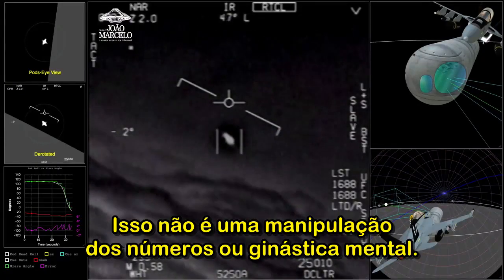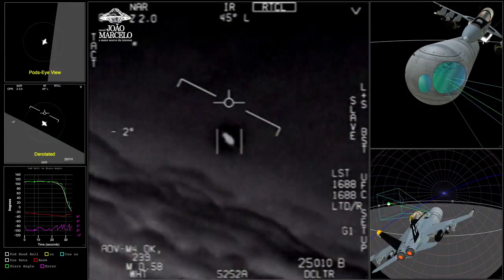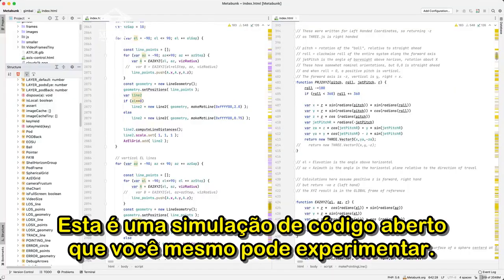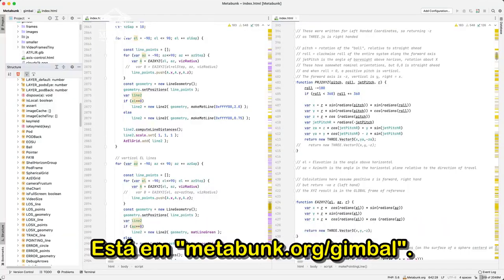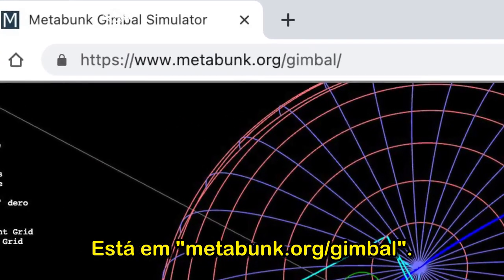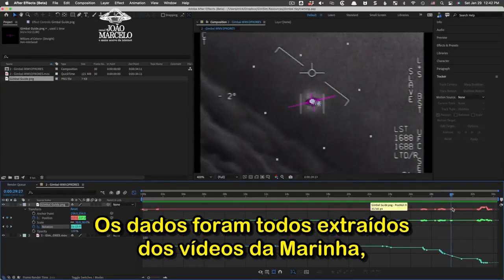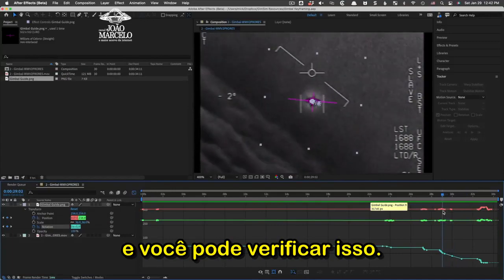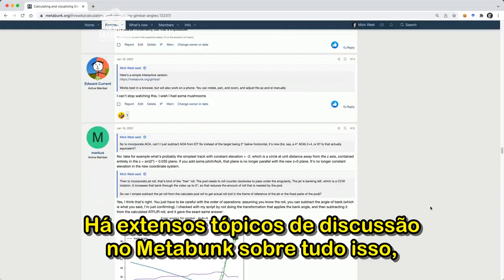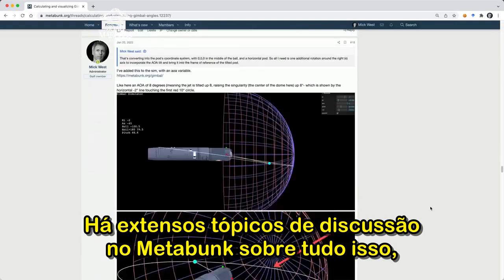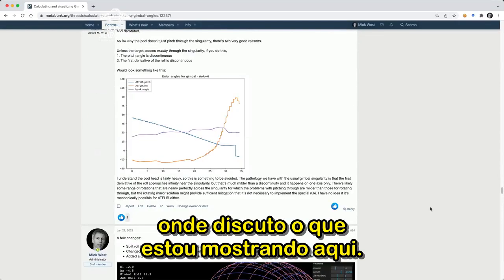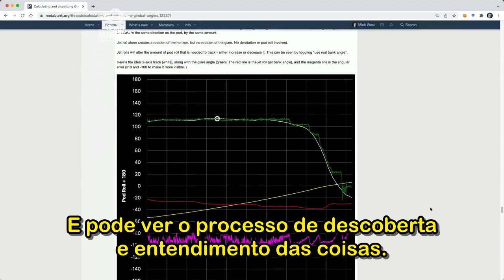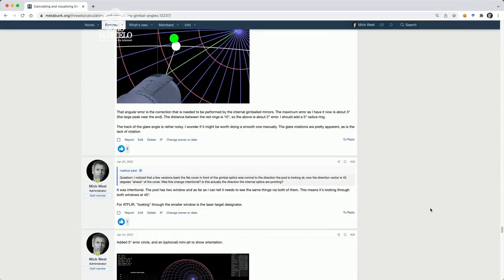This isn't fudging the numbers or mental gymnastics. This is an open source simulation that you can try yourself. It's at metabunk.org/gimbal. The data was all extracted from the Navy videos, and you can verify that. There's extensive discussion threads on Metabunk about all of this, where I discuss what I'm showing here, and you can see the process of discovery and figuring stuff out.